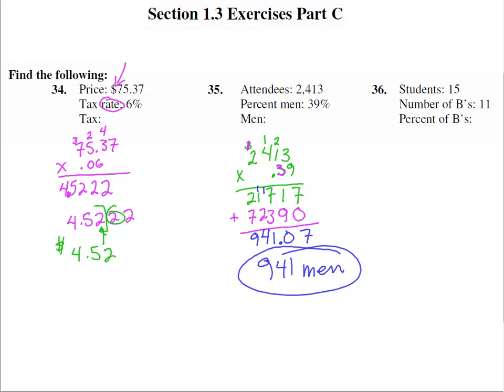Number 36. 15 students and 11 of them have B's. Number of B's are 11. So the percent of B's, so we've got to take the portion that are B's over the total, and it wants us to find a percent. So in this case, we will not be timesing. To find the percent, we need to do this division. So we need to go 11 divided by 15.